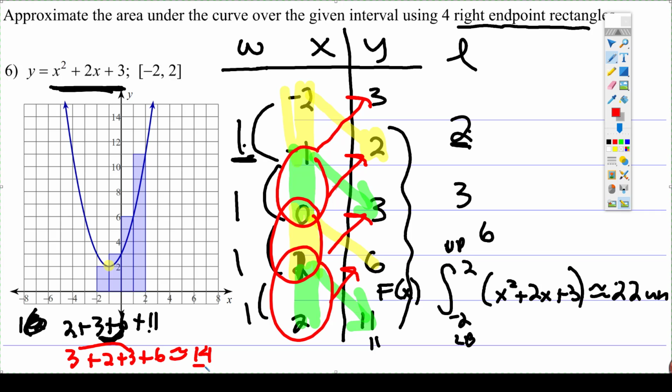So look at the difference between a right point area, which is 22 units squared, and left. All right. And then if you actually did a regular integral, since we have that function, a definite integral, we could go ahead and figure out which one is actually closer. All right, that's it for this one.